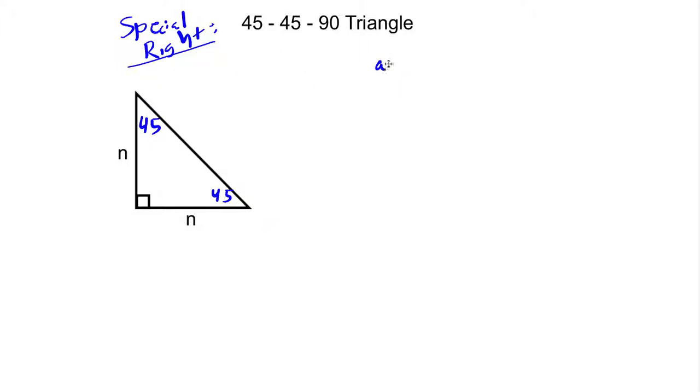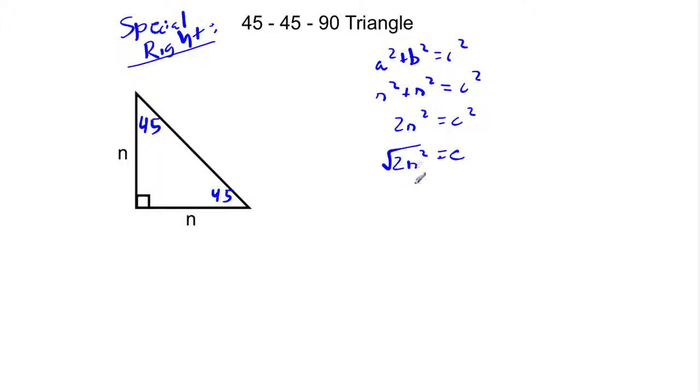Well, we know a squared plus b squared equals c squared. So let's set this up. We get n squared plus n squared is equal to c squared. If I have two n squares, I just say 2n squared is equal to c squared. But I don't want to know what c squared is. I want to know what c is. So c is equal to the square root of 2n squared. The square root of n squared is just n. So we say that this is n times the square root of 2.